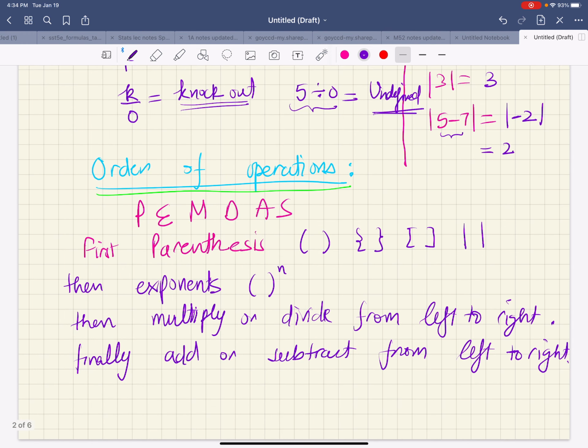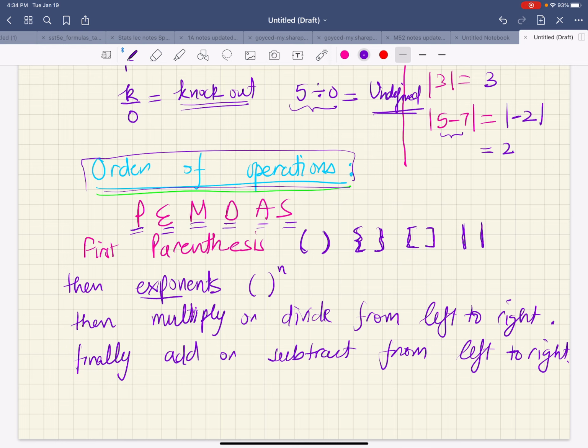Let's talk about order of operations. You must have heard, please excuse my dear Aunt Sally. That is what PEMDAS stands for, PEMDAS. So for order of operations, first we want to do parentheses. Parentheses can look like this, or curly brackets, or big brackets, or absolute value sign. All those fall under parentheses. So first you want to simplify parentheses.